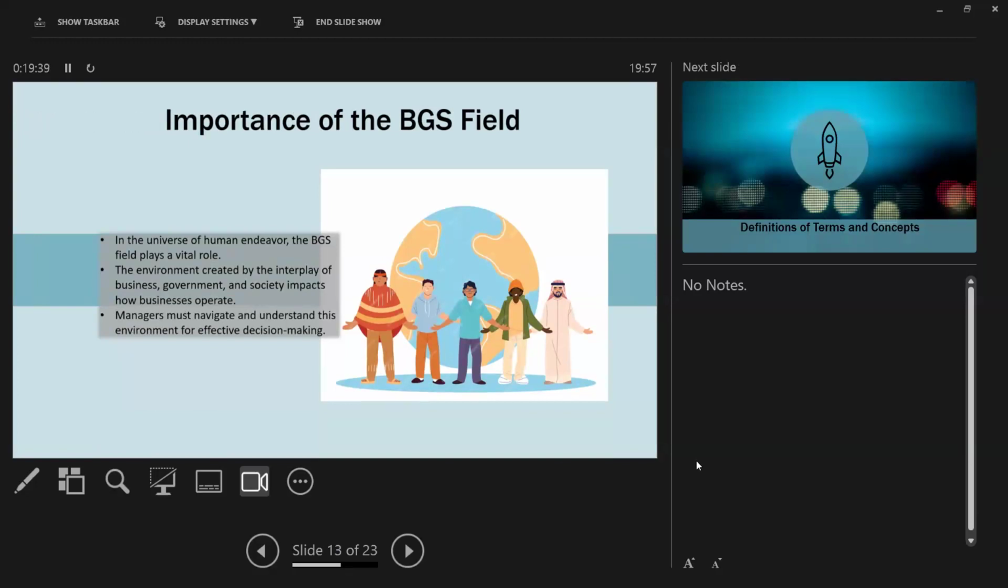So now let's look at the importance. We have looked at the various dimensions that make up business and society. Now let's talk about the importance of the module itself, the importance of the field itself. In the universe of human endeavor, the BGS field plays a vital role, and the environment created by the interplay of business, government, and society impacts how business operates. So managers must navigate and understand this environment for effective decision making.